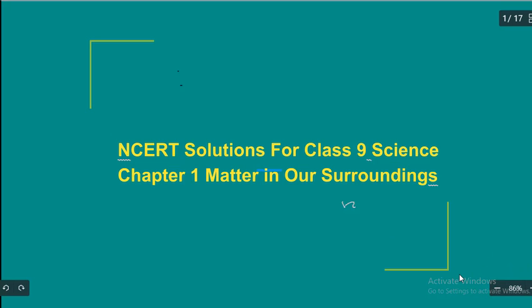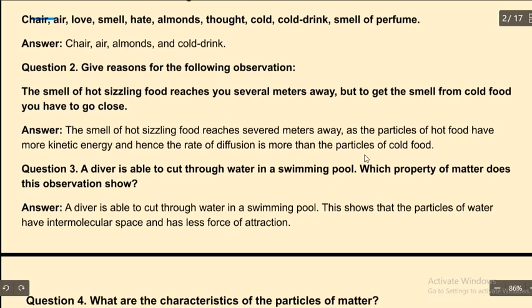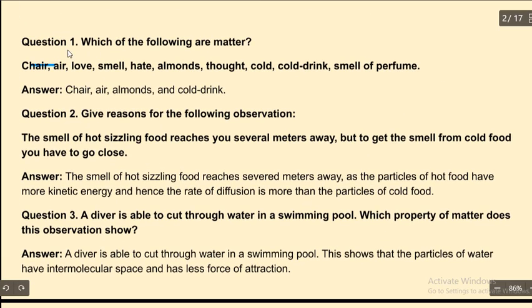Hi everyone. So today in this video we are going to see the solutions of the chapter Matter in Our Surroundings. Okay, so let us go one by one. So here, question number 1: Which of the following are matter? Chair, air, love, smell, hate, almonds, thought, cold drink, smell of perfume.